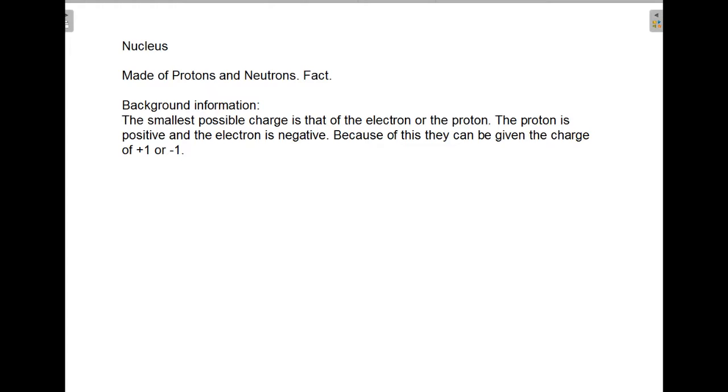So some of the basic things about the nucleus. The nucleus is made of protons and neutrons, and that's just a fact that you have to learn. The nucleus is the centre of the atom, as I covered in the last video. And some background information. The smallest possible charge is that of the electron or the proton. The proton is positively charged and the electron is negative. Now because there's nothing smaller than them, that means that they can be given a charge of +1 or -1. -1 for the electron, +1 for the proton. There's nothing else that's smaller, so you can consider that to be the base charge.